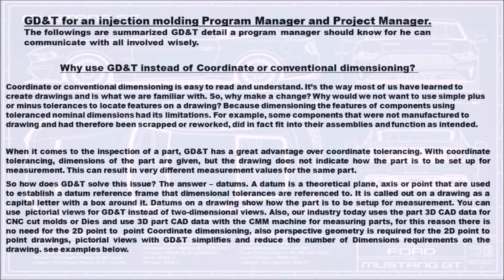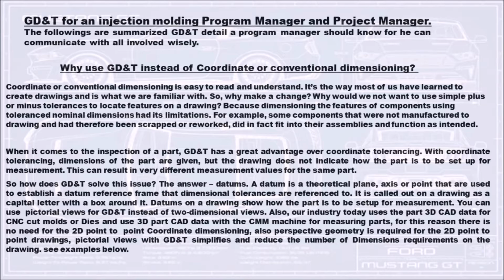With coordinate tolerancing, dimensions of the part are given, but the drawing does not indicate how the part is to be set up for measurement. This can result in very different measurement values for the same part. So how does GD&T solve this issue?